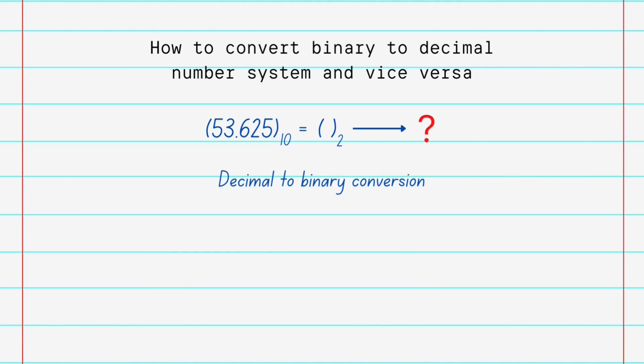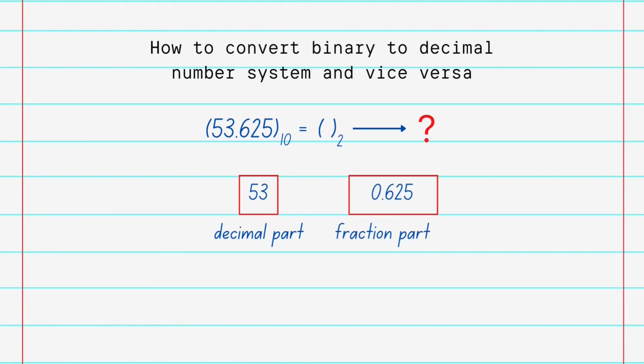So for the conversion purpose, first we have to separate this number into two parts. The first part is the decimal number, or we can say integer number, and the second one is our fraction part, or we can say float number. Now we have to convert the first number 53 to binary and then we will move towards 0.625.